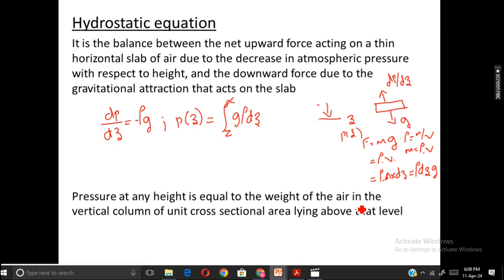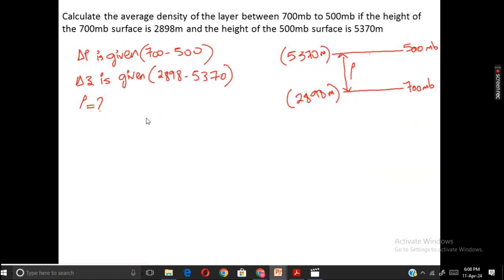So if we consider a thin slab of air, one force acting on the slab is the upward force, which occurs due to the decrease in pressure with respect to height, and the downward acting force, which is the gravitational attraction. The balance between these two forces is the hydrostatic balance, and the equation is known as the hydrostatic equation. The equation says dP by dz is equal to minus rho g. This has the parameters dp, dz, and the density. So we are going to use this equation to solve this problem.